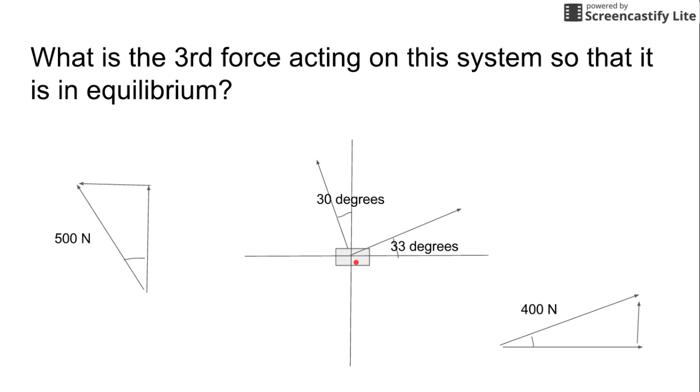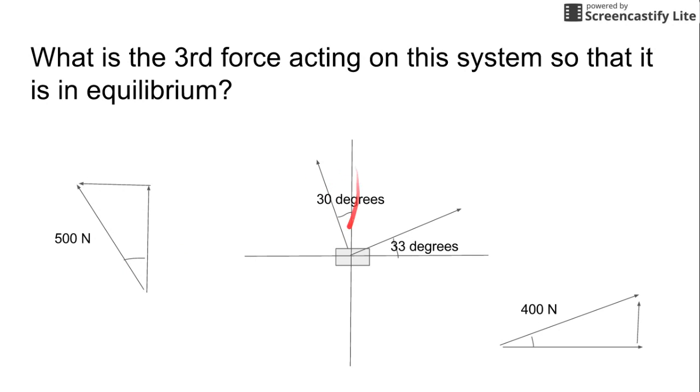In order to do that, we need to look at this force right here, which was 500 newtons at an angle of 30 degrees, and this one, where the magnitude is 400 newtons and the angle is 33 degrees, and we need to vectorize them. In other words, we have to make triangles out of them, because that's going to tell us the vertical forces and the horizontal forces for this block. So we can look at this force right here and make a triangle from it.